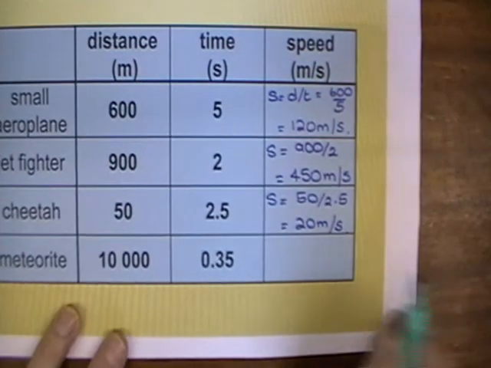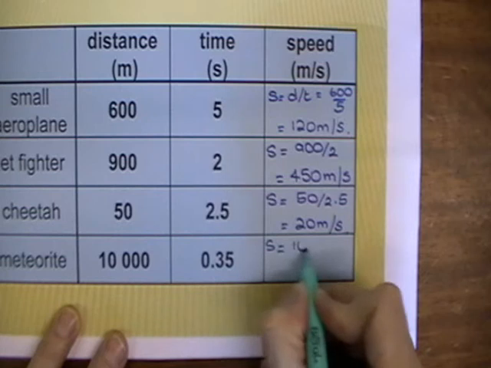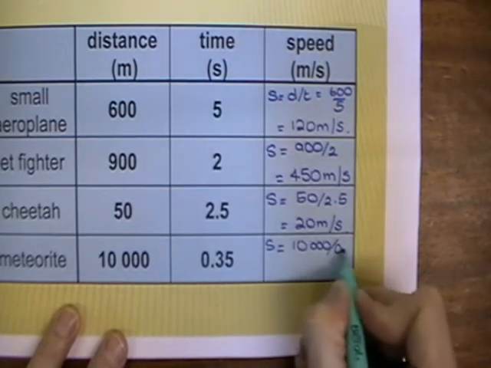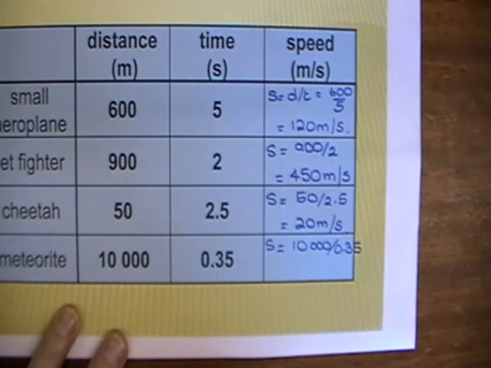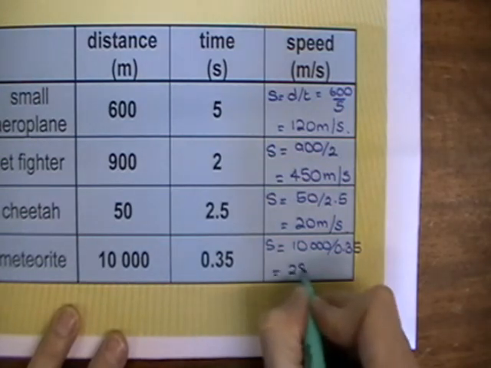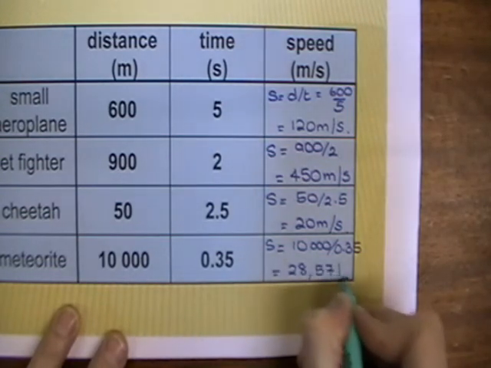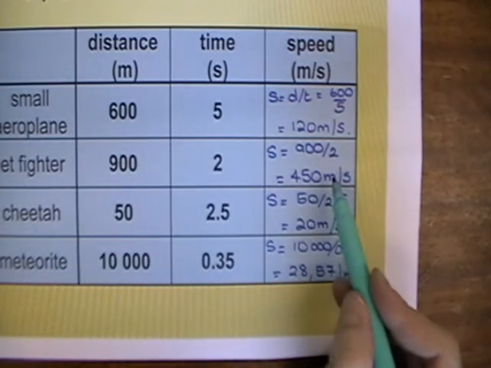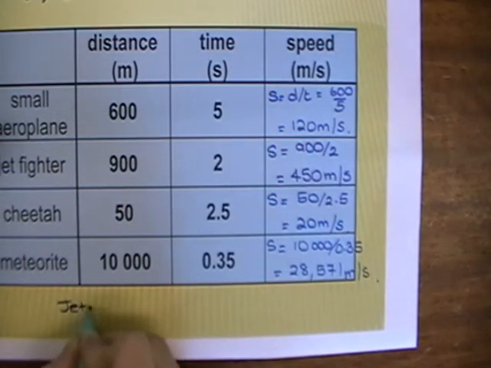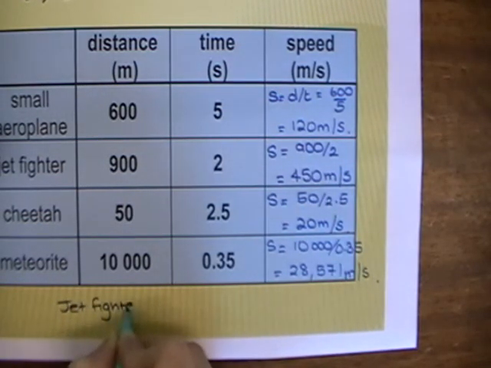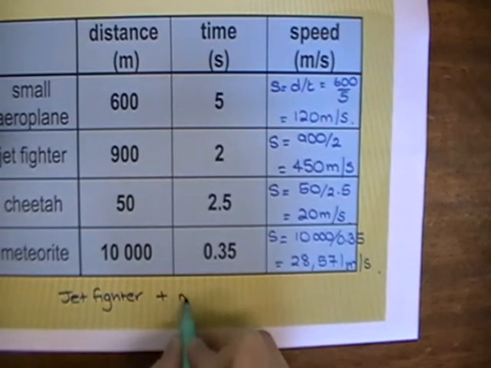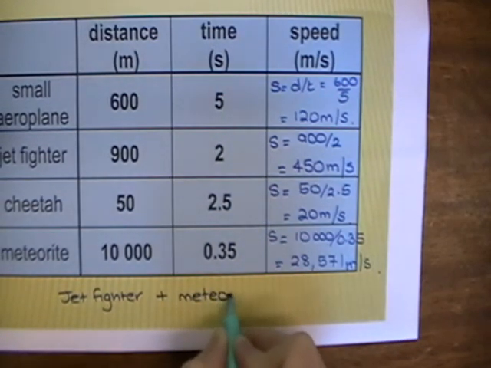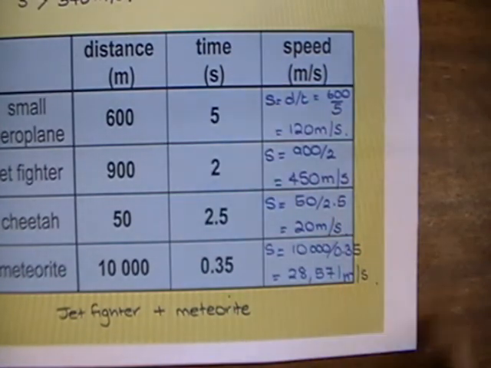And the last one then is a meteorite, and that's 10,000 divided by 0.35. And that gives you an answer of 28,571. So there's only 2 answers there which are going to break the speed of sound barrier, and they're going to be the jet fighter and the meteorite, because their values are greater than 340 metres per second.